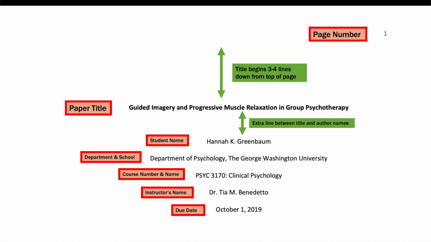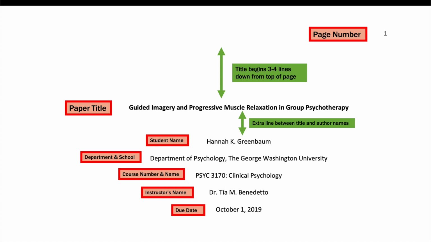As you can see, the page number is in the top right corner in the header. You should always begin the title 3 to 4 lines down from the top of the page, and the paper title is bolded. All of the elements on the title page are centered, and there's an extra line between the paper title and the author's name.